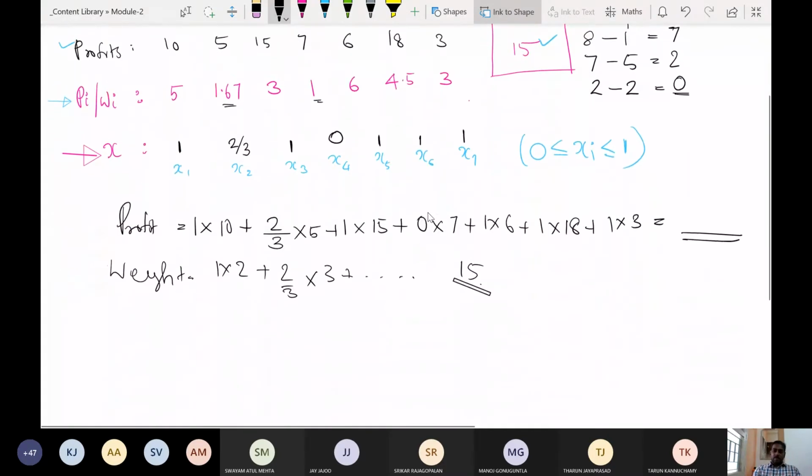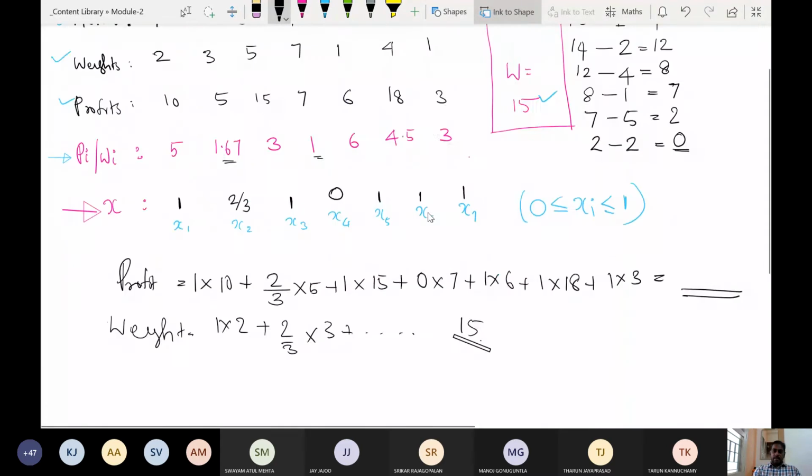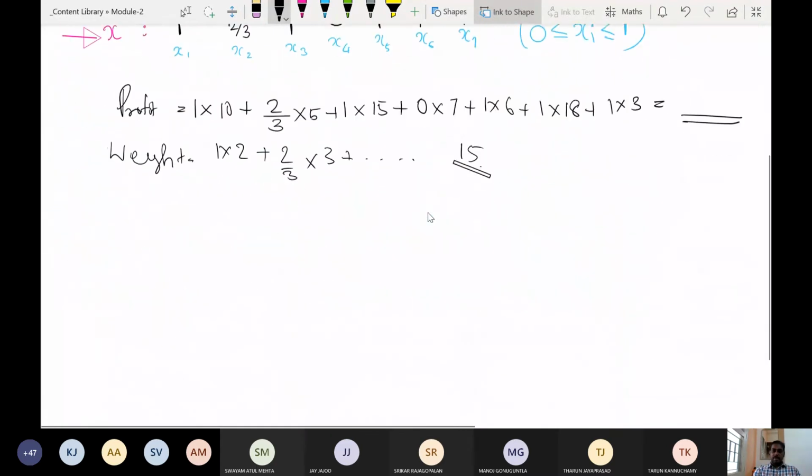This is how you can solve the problem, and this is known as the fractional knapsack problem. And one more thing, let us write it in mathematics. Our objective is to maximize. What is to be maximized? The profit is to be maximized. That means the sum of xi into pi is to be maximized for i equal to 1 to n.